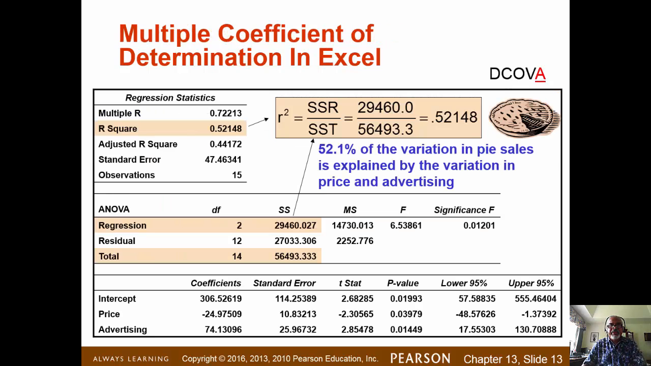So here is how we calculate R squared. When we run an Excel regression analysis, here are the regression analysis results. This is our SSR, and that's our SST. Divide SSR by SST and we get R squared. Of course, Excel's regression results give us that information in the top summary statistics, right here. And the interpretation is that 52.1% of the variation in pie sales is explained by the variation in the price and the advertising.